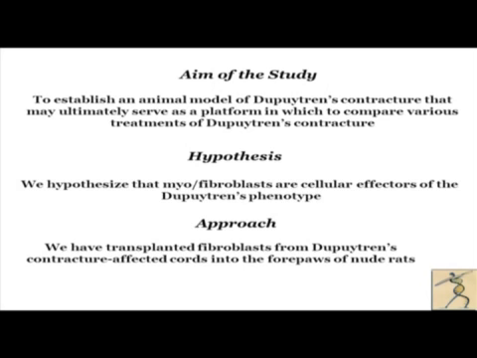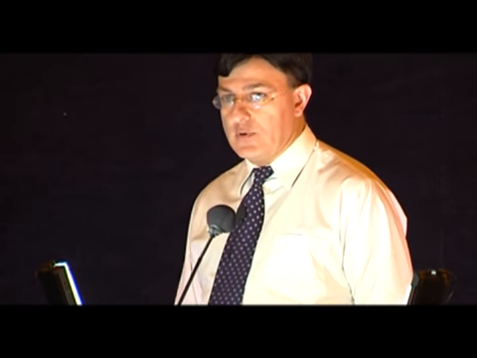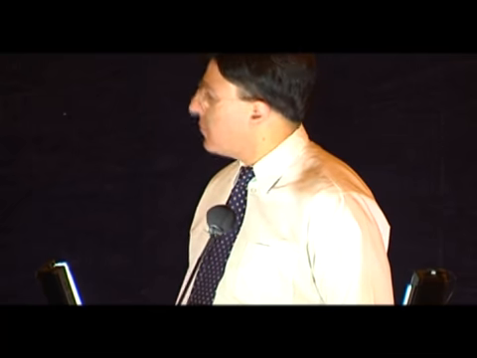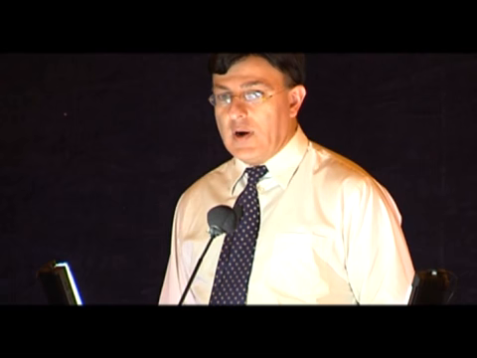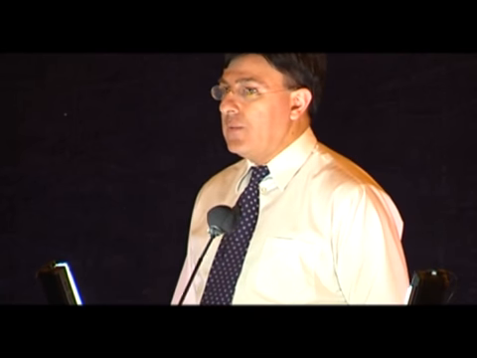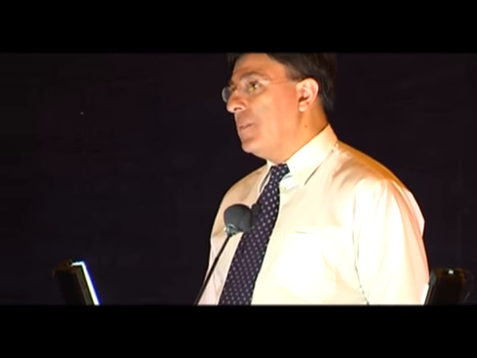Now, if we hypothesize, as we've heard here, that fibroblasts/myofibroblasts are the cellular effectors of the Dupuytren's phenotype, what we sought to do was then to take the cellular effectors of the Dupuytren's phenotype, not just the tissues, but the actual cultured cells from Dupuytren's patients, and put them into the forepaws of nude rats to see what their behavior would be over time, and whether we could recapitulate a Dupuytren's type of phenotype. Now, we knew that Dupuytren's was an insidious disease that required quite some time to manifest, and we expected that that may be the case in an animal model as well.